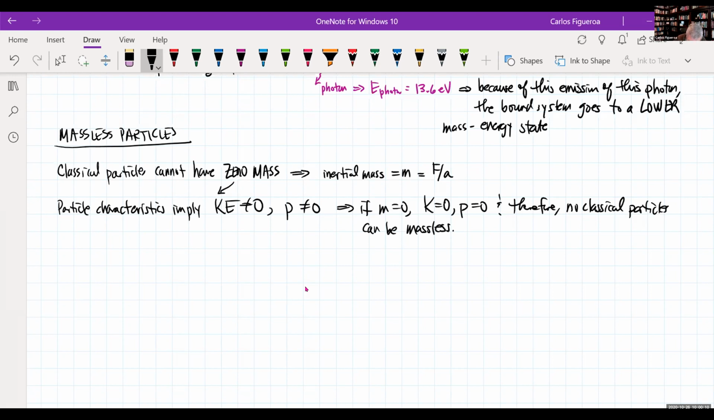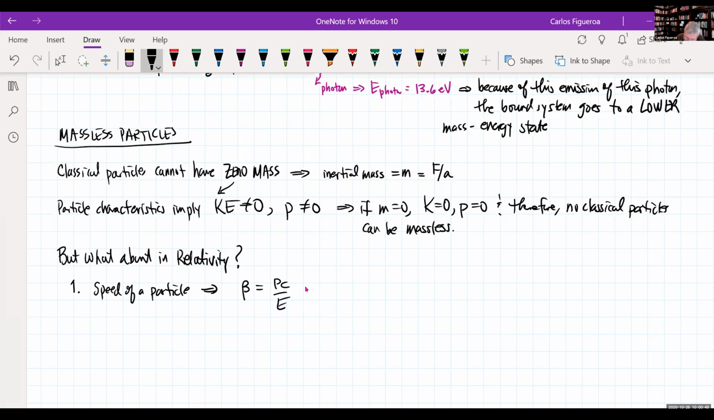But what about in relativity? It's just not that simple. I'd like to give you an answer that's really clean. It's just not so clean. And you'll see what I mean, or at least I hope you see what I mean. Well, let's talk about the speed of a particle. The way we define the speed of a particle, we define the beta function, which tells us how we get it.